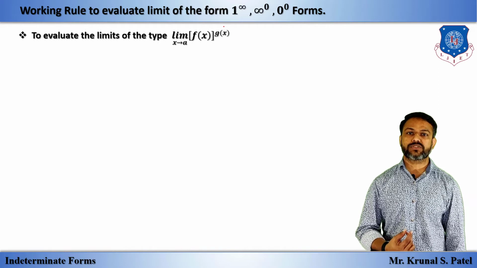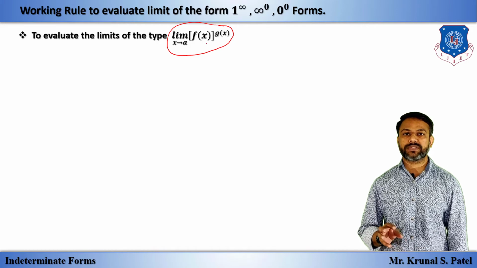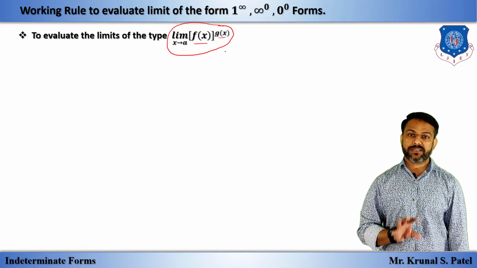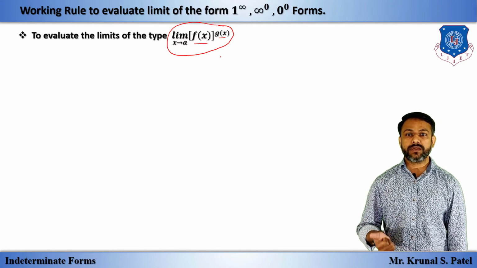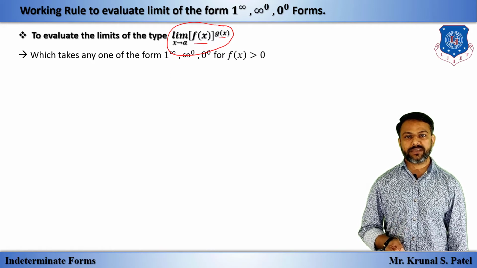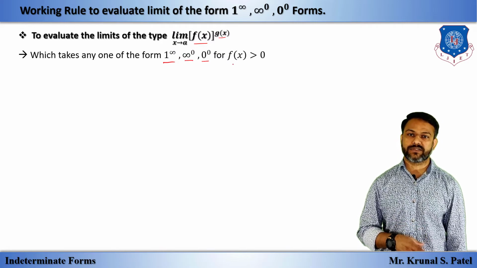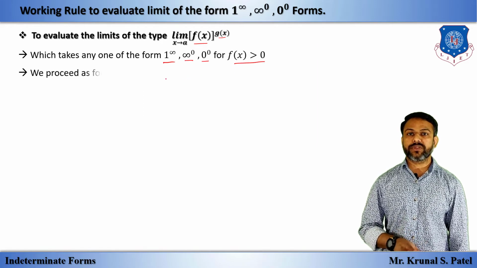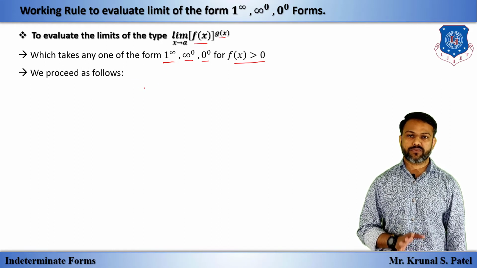To evaluate a limit of the type limit x tends to a, f of x raised to g of x, that means for this form, the question will be of the form of a power function raised to a function. That means the base is also a function and the power is also a function. Now this takes any one of the forms 1 raised to infinity, infinity raised to 0, and 0 raised to 0, for f of x greater than 0. Okay, now we proceed as follows to evaluate the limit of this kind of function.